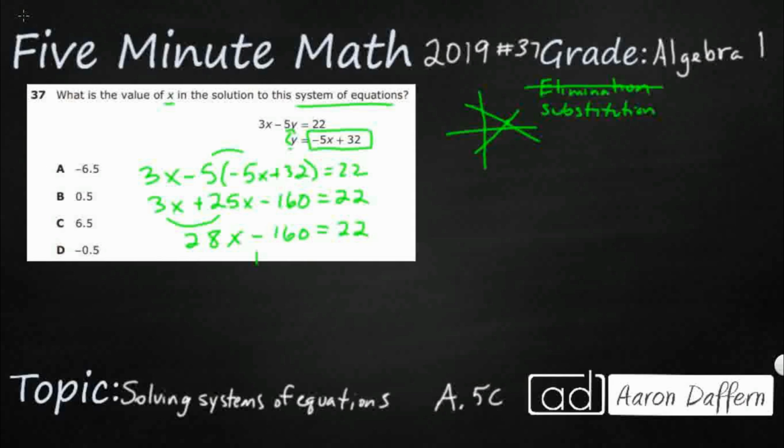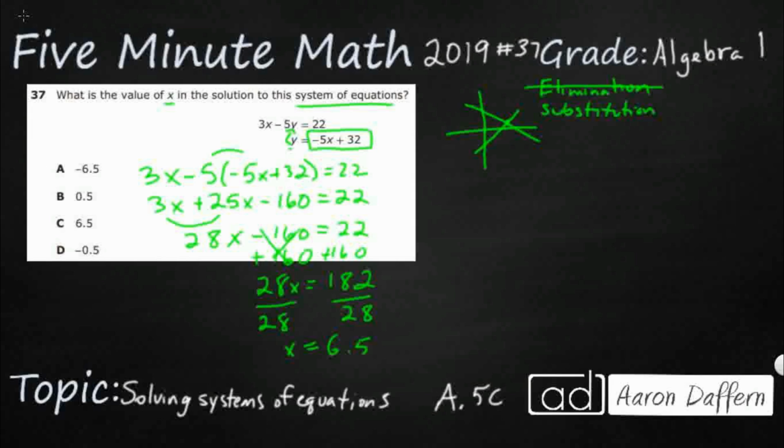And then we need to add 160 to both sides. That gets me just a 28x on one side, and that's going to give me 182. Now we need to go ahead and divide both sides by 28. And we could do that long ways, or we can pull out our calculators. Either way, 182 divided by 28 is going to get you 6.5.